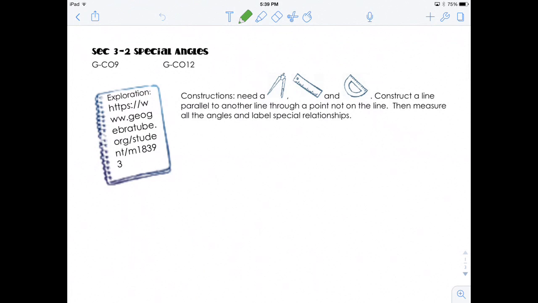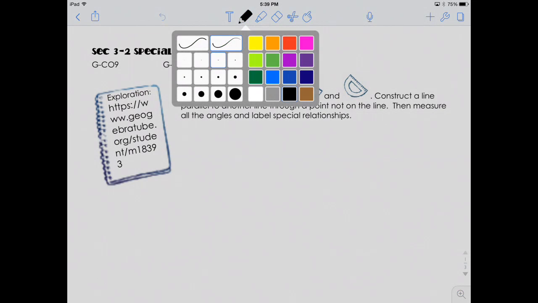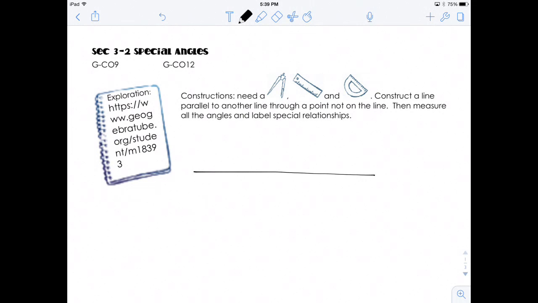So I'm going to draw this in really fast. I'm going to have you construct your parallel lines. And then I want you to measure each of these angles right here. And if you haven't done that, then go ahead and pause, measure those angles, and then we'll come back and do this activity. I'm going to assume that you've already done that.